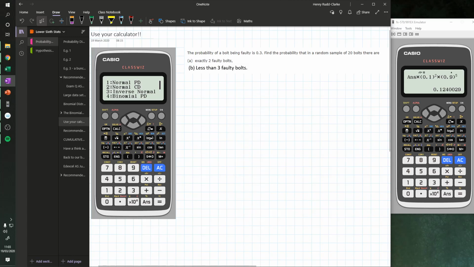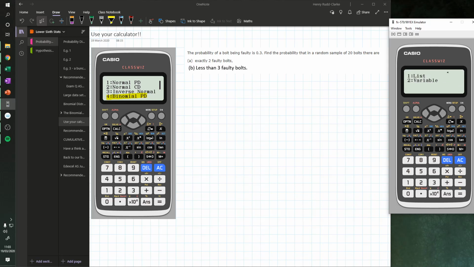So in our calculator, I've got a calculator picture here. This is the option we want: binomial PD, binomial probability distribution. The way we get to binomial probability distribution is that we go to 7. If I go back to the menu, I can do that with my arrow keys as well. So number 7, distribution, and then we go to binomial PD.